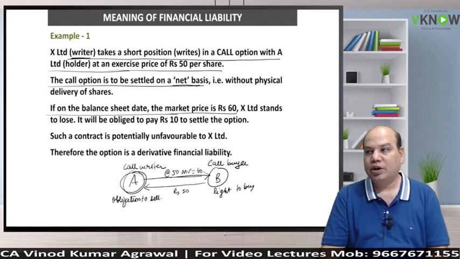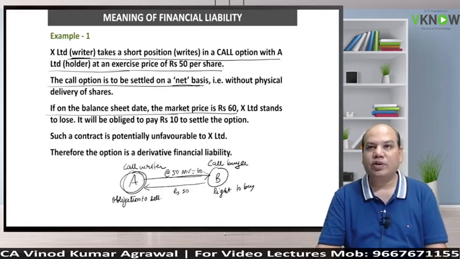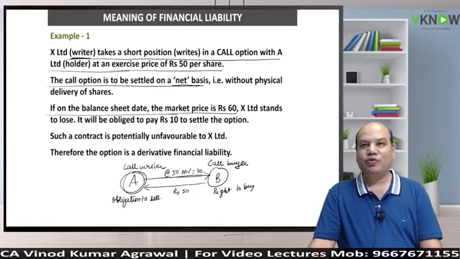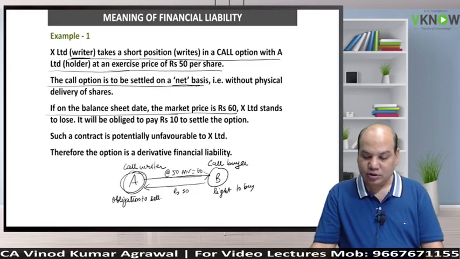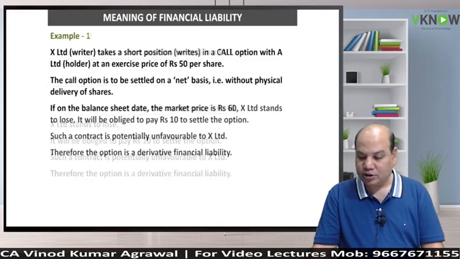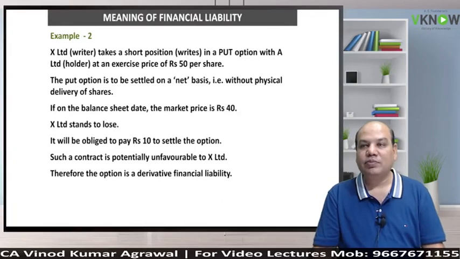If he is a call writer, he will have to suffer a loss of 10 rupees. He will have to pay 10 rupees differential to Mr. B. So the contract has turned unfavorable to Mr. A. So for Mr. A, it will become a financial liability, and for B it will become a financial asset.